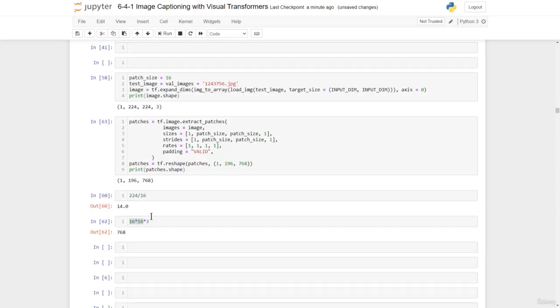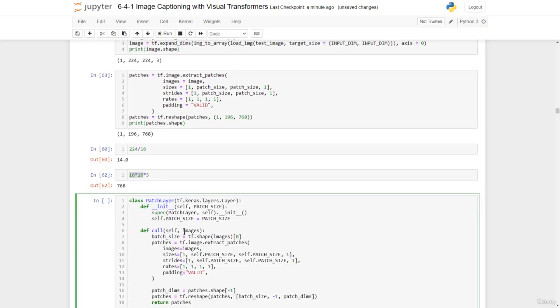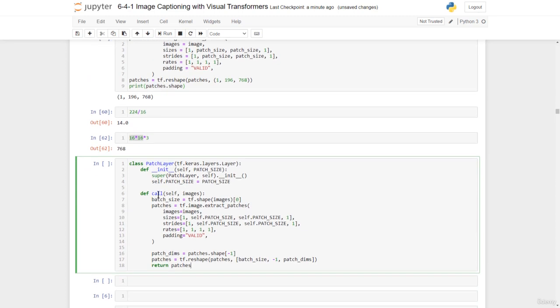So simply based on this, we could create a patch layer, and this patch layer takes in an image, goes through the same process we've just gone through, and then it returns the patches. Note that we need to specify the patch size when initializing this patch layer.